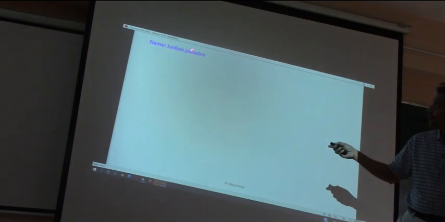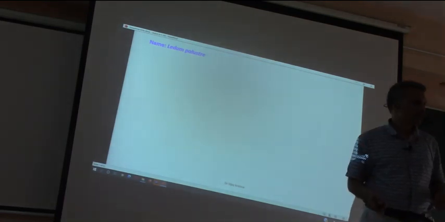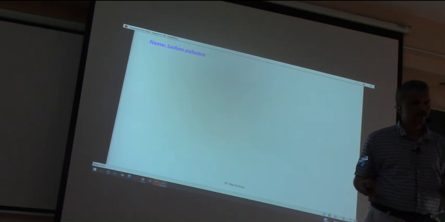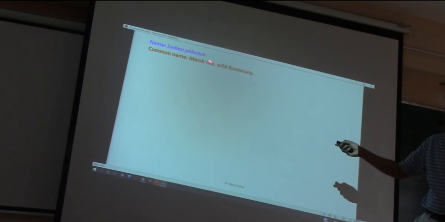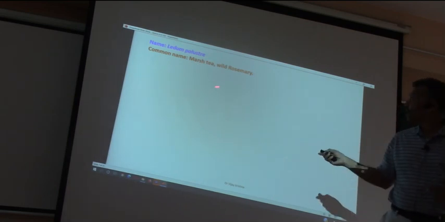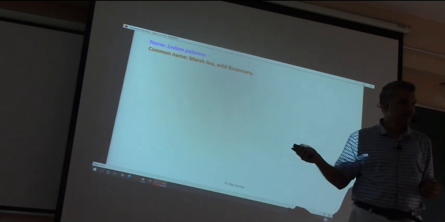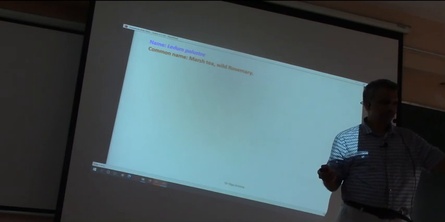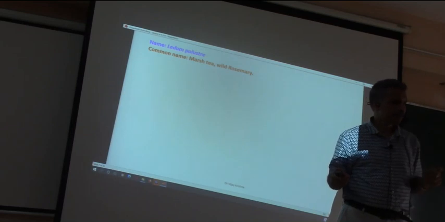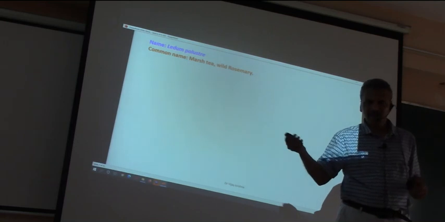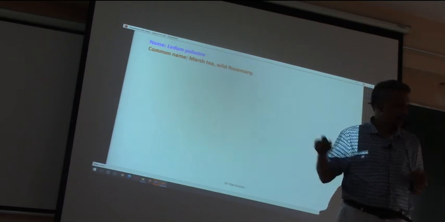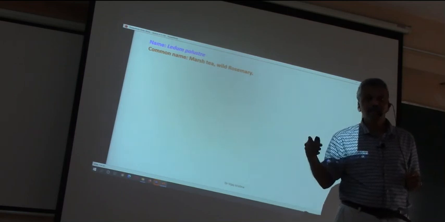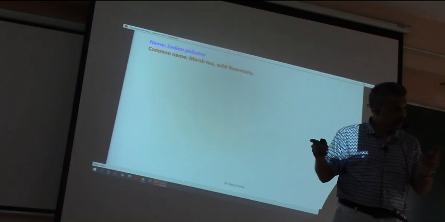See, the full name of Ledum is Ledum PALUSTRE, which we call Ledum PAL. Ledum PALUSTRE, and the common name is marsh tea and wild rosemary. If you just Google, it is said that the leaves were used by a few people as tea. The leaves were dried and had as tea, and that's why it has got this name marsh tea. And wild rosemary is the other common name.